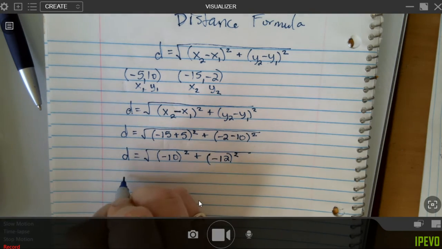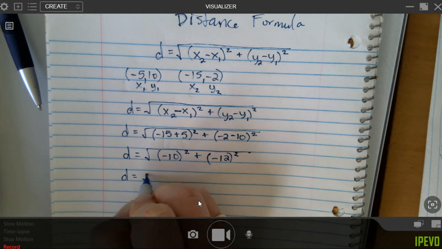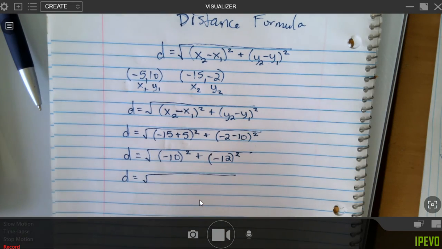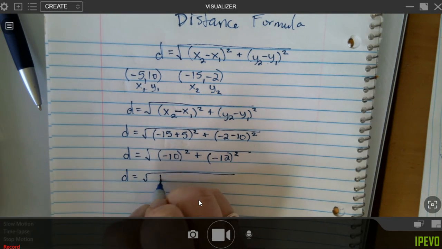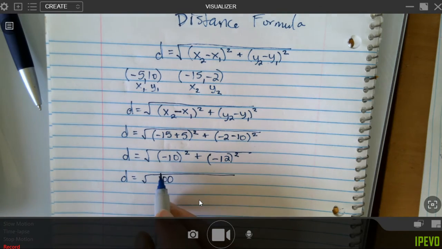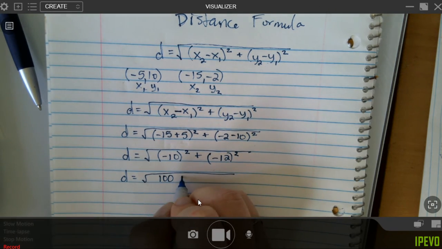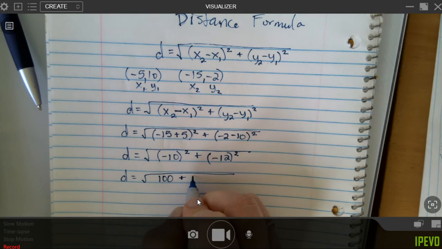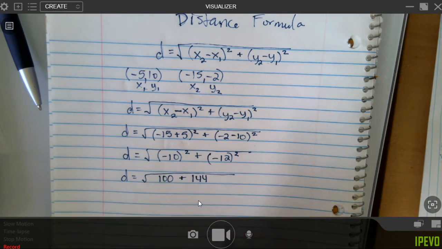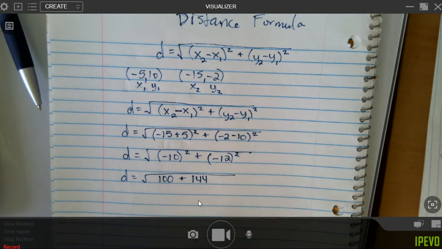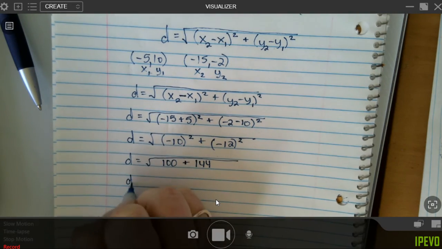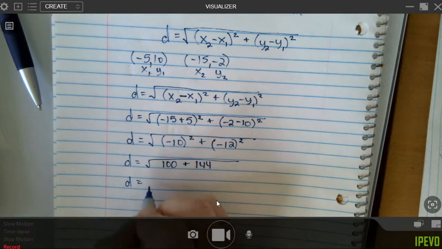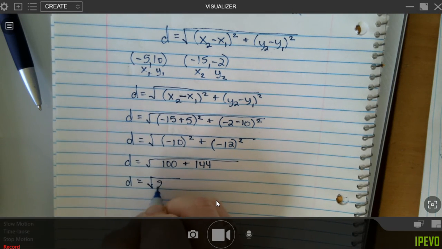Now we're going to continue along. Negative 10 squared is negative 10 times negative 10. So that's 100, because a negative times a negative is a positive. Negative 12 times negative 12, positive 144. Continuing on, d equals 100 plus 144 is 244.